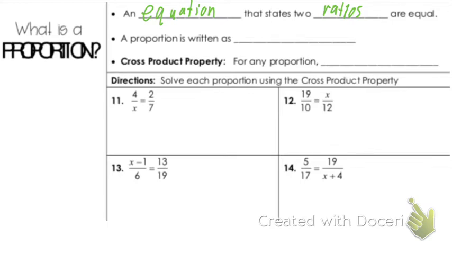All right. A proportion is written as A to B is equal to C to D. This time, we're going to most commonly write it as fractions. It's going to help us better understand what's going on when we write them as fractions.